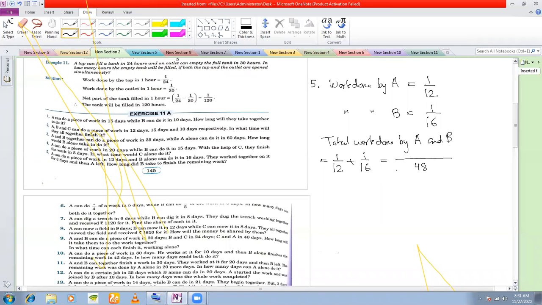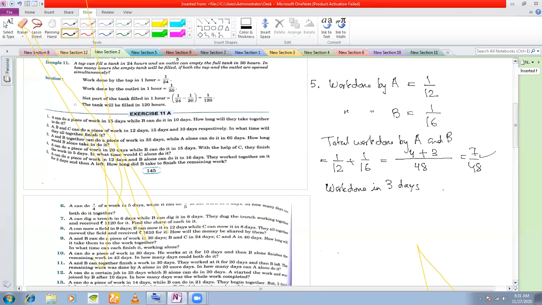48 divided by 12 is 4. 4 into 1 is 4. 48 divided by 16 is 3. 3 into 1 is 3. So 7 by 48. This is the total work done by A and B. Now they work together for 3 days. So what is the work done in 3 days?